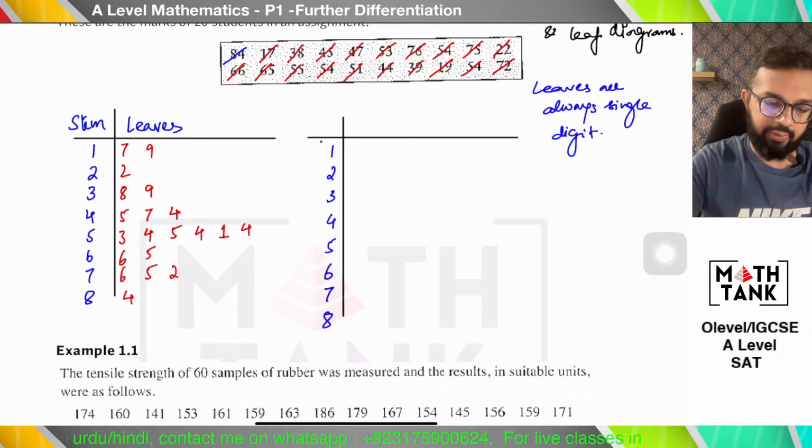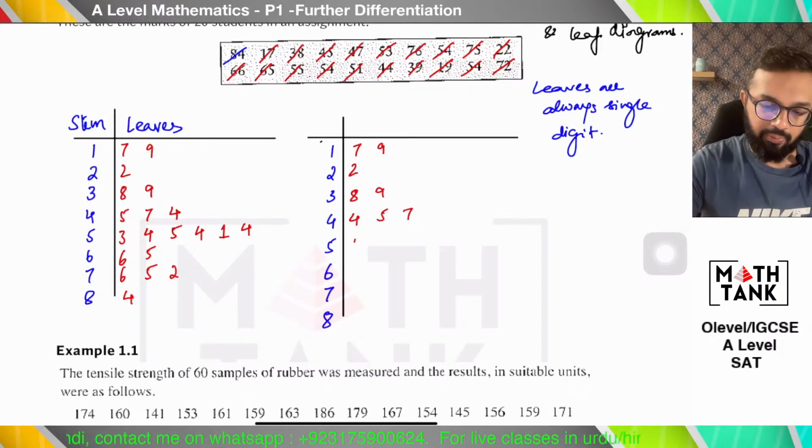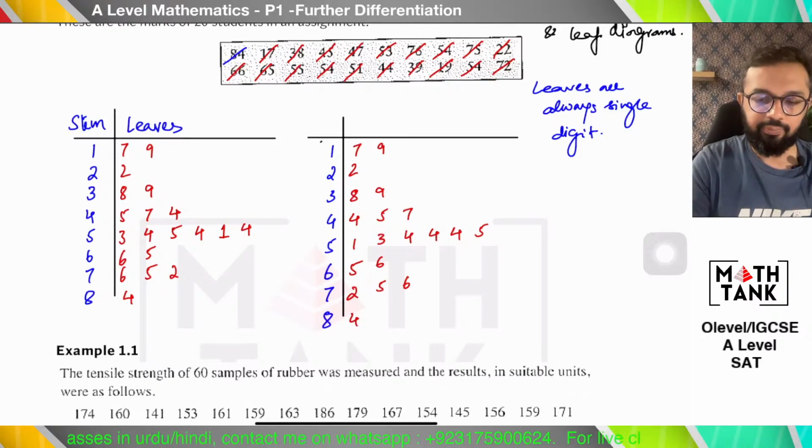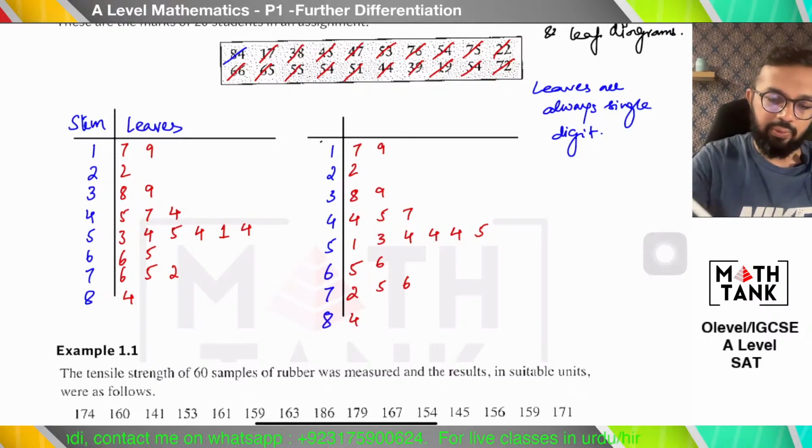Okay, so 7 and 9 were in the right ascending order. 2 was also there. 8 and 9 were also in ascending order. These weren't: 4, 5, and 7. 1, 3, 4, 4, 4, 5, 5, 6, 2, 5, 6, and 4. Okay, so that's stem and leaf.